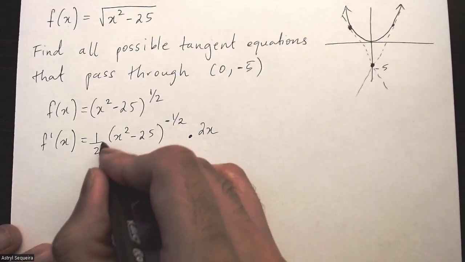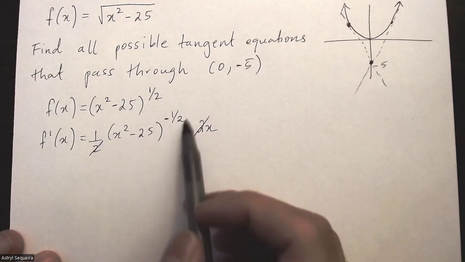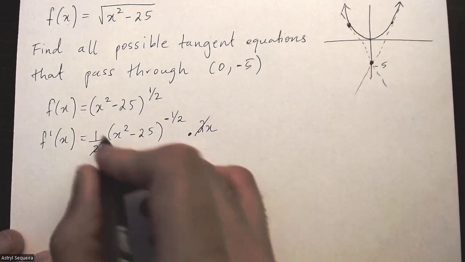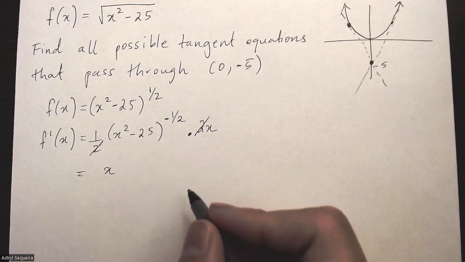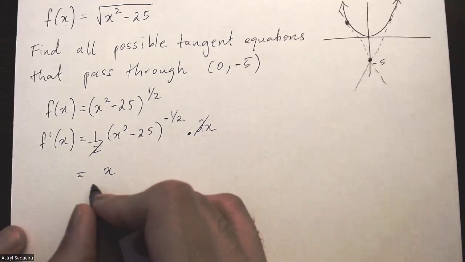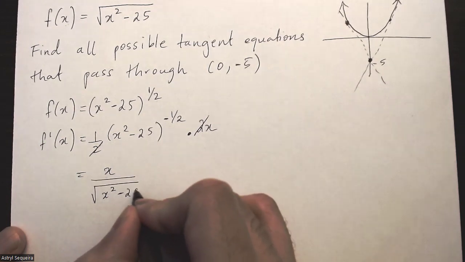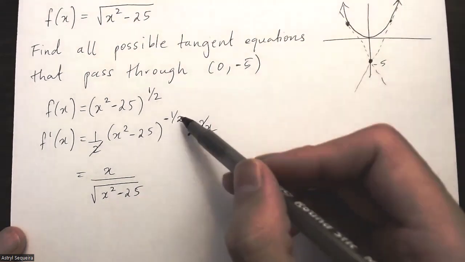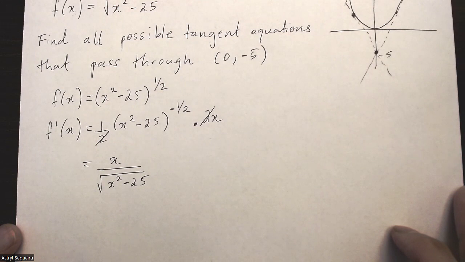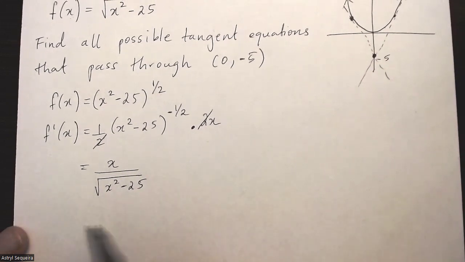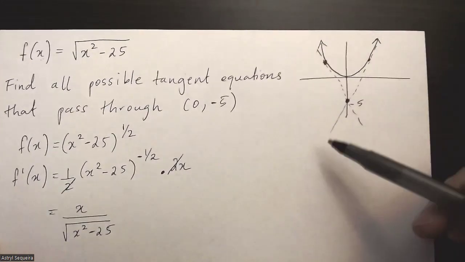Then I'll just simplify: this 2 and this 2 cancel out, and I'll move this to the denominator. So I'm only left with an x on the top, and on the bottom, I am left with the square root of x squared minus 25. I'll change the 1 over 2 exponent into a square root because it's going to be a bit easier to work with later on.